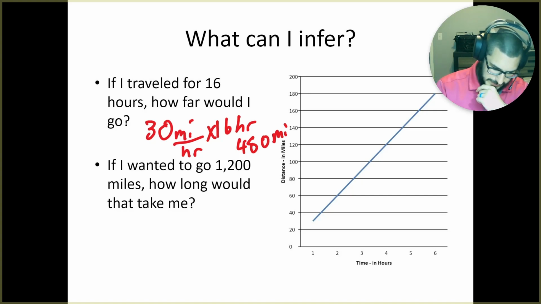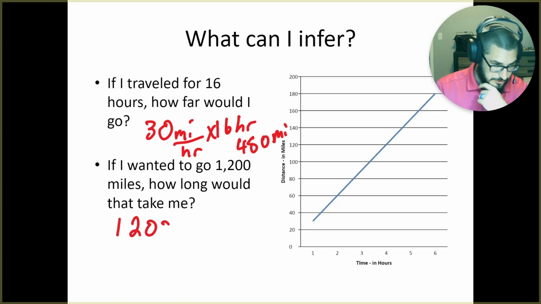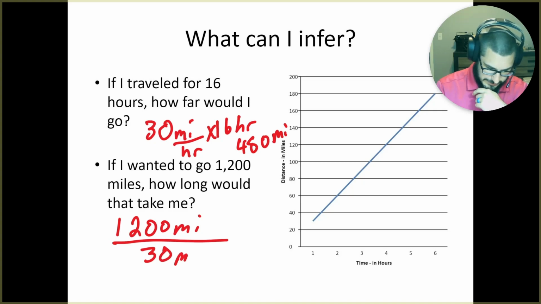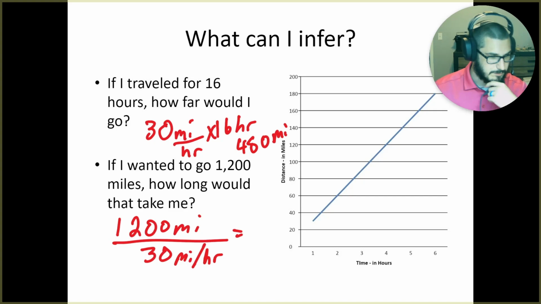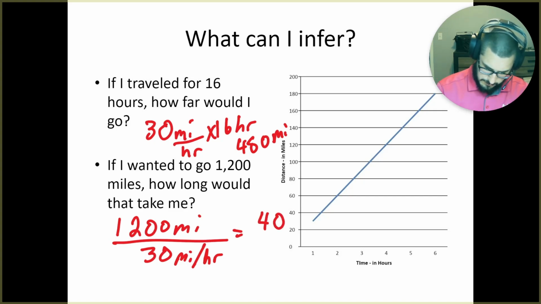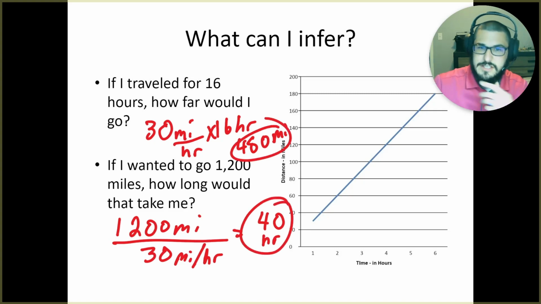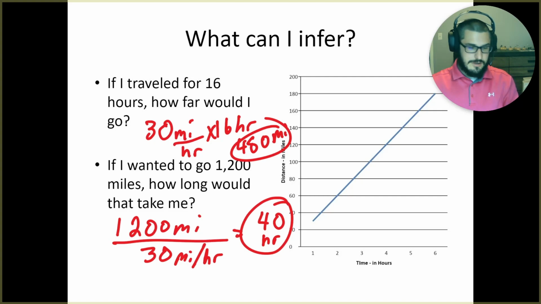And then if I wanted to go 1,200 miles, how long would it take me? So this is where I've got 1,200 miles, and if I divide that by my 30 miles per hour, that would give me my 40 hours. It would take me 40 hours to go that 1,200 miles.